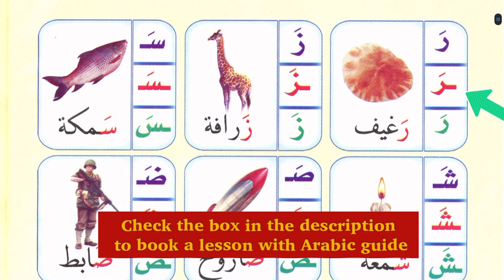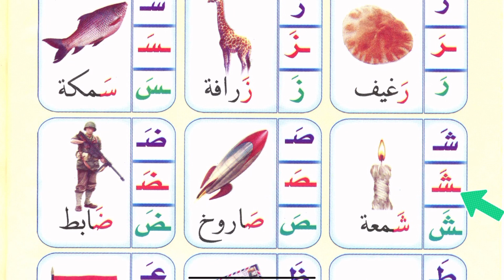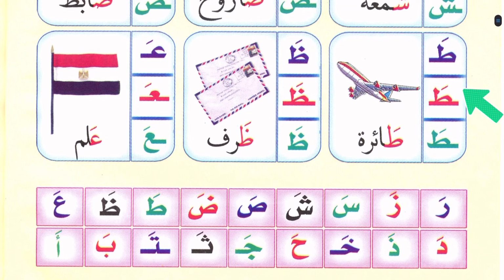را را را رغيف. زا زا زا زرافة. سا سا سا سمكة. شا شا شا شمعة. صا صا صا صاروخ. ضا ضا ضا ضابط. طا طا طا طائرة. ظا ظا ظا ظرف. ع ع ع علم.